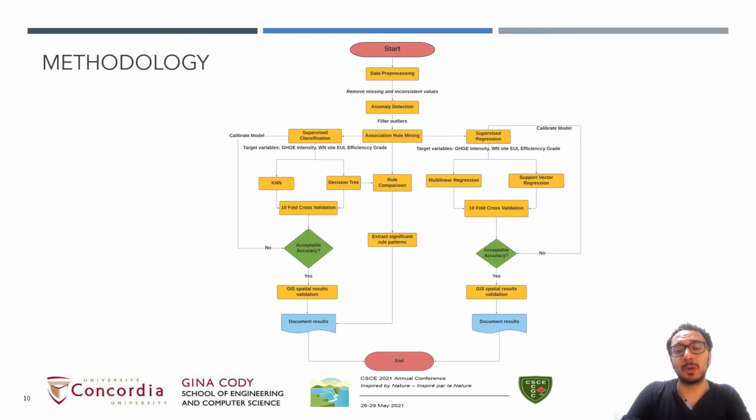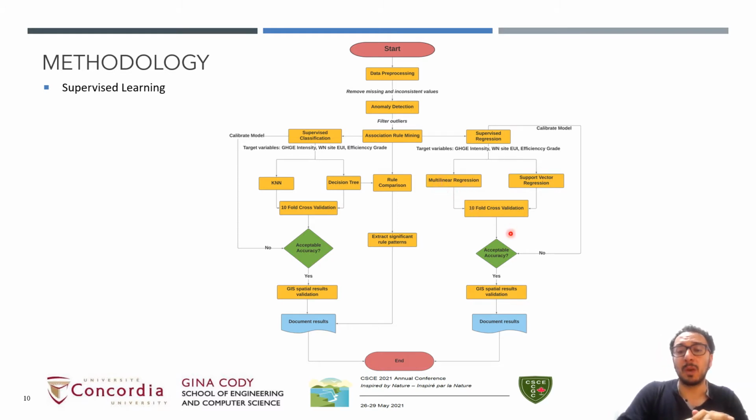The proposed hybrid methodology is composed of supervised and unsupervised learning. It started with some data pre-processing by removing missing and inconsistent values, then outlier removal by anomaly detection, then the application of unsupervised learning by association rule mining, which was a base for applying the supervised learning through regression and through classification. For classification, we apply two main algorithms, KNN and decision tree, and for regression, we apply mainly multilinear regression, because support vector regression was discarded for not reaching better accuracies than multilinear regression.